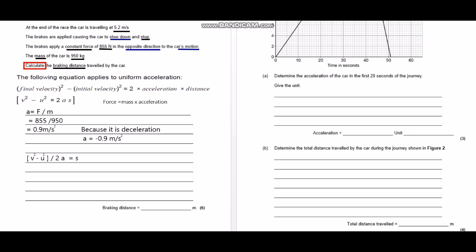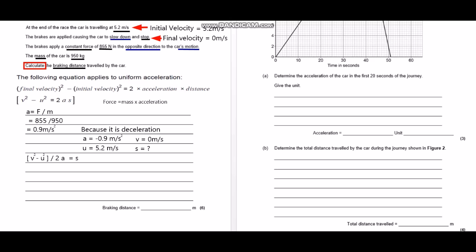So 5.2 meters per second, that's the speed of the car travelling at the end of the race. But as the brakes are applied, it slows down to a stop. So this 5.2 is actually the starting velocity of our car. But the car comes down to a stop after the brakes are applied. So that means the final velocity is 0 because it has stopped. So now we've got all the variables we need to calculate the distance.